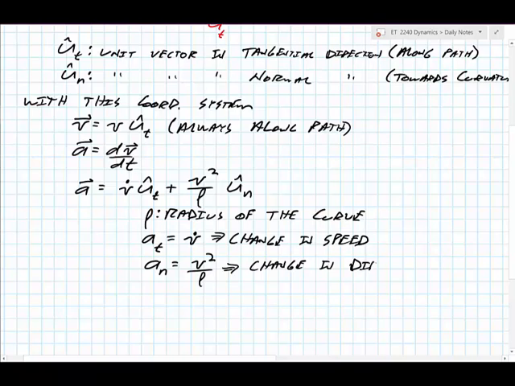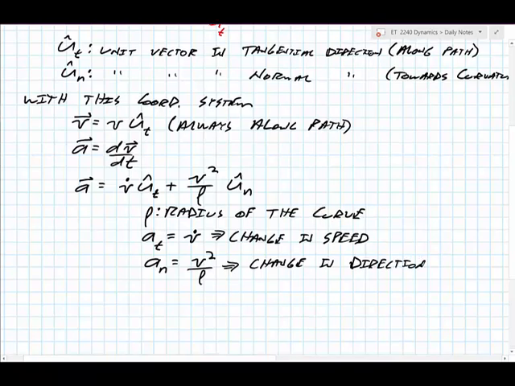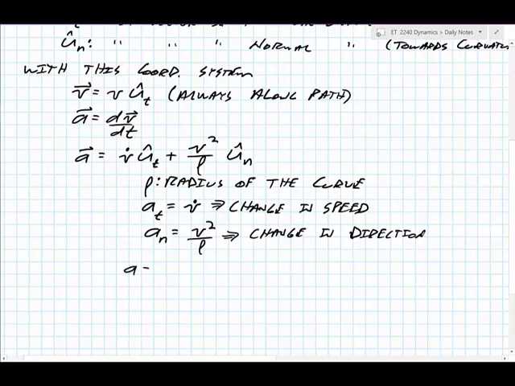If I have a change in speed and a change in direction, then I can have an overall acceleration. If we ever talk about a total magnitude of acceleration, it won't have any subscript. From Pythagorean, we know that it's equal to our tangential acceleration squared plus our normal acceleration squared, square rooted, of course.